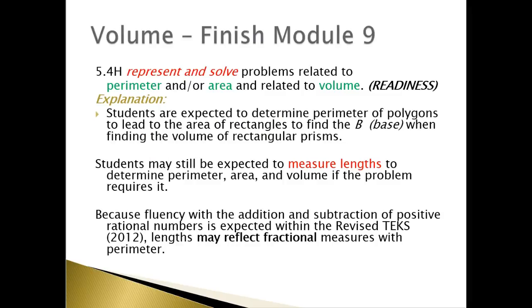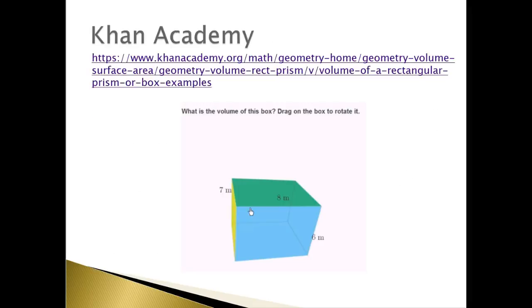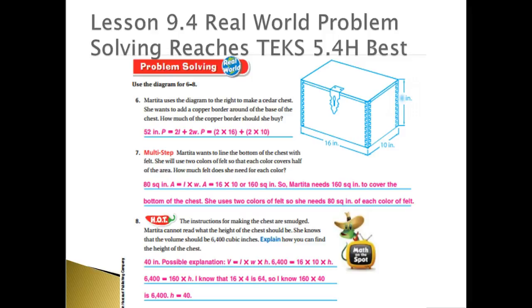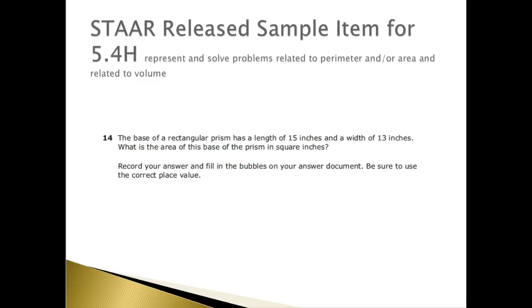Then we're going to finish Module 9 with representing and solving problems related to perimeter, area, and volume. There are a couple of Khan Academy videos available for you to share with the kids, and here's a STAR item that shows how it has been tested. Also, lesson 9.4, the real world problem, actually reaches the rigor of TEKS 5.4h the best. And here's a STAR released sample item that we have available.